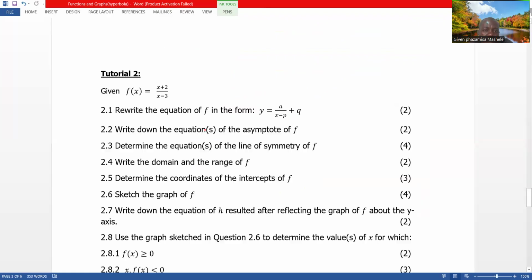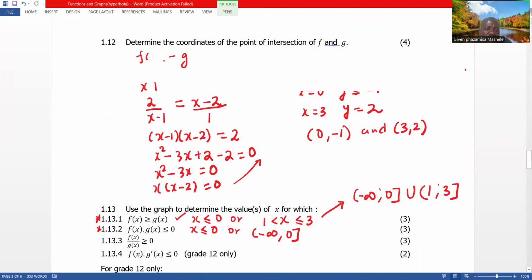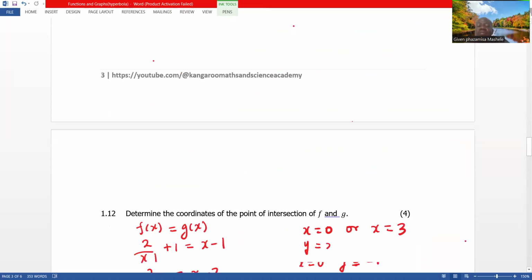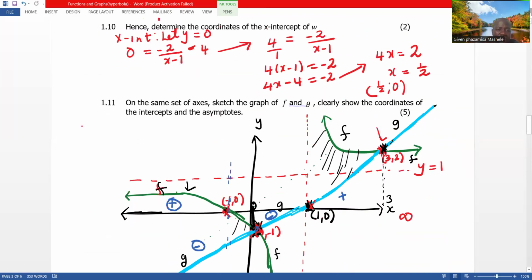We want where f of x divided by g of x is greater than or equal to 0. Let's write this down. F of x divided by g of x, we want it to be greater than or equal to 0. It means you want this to be positive. And to be honest, the only way this can be positive is when f is positive.